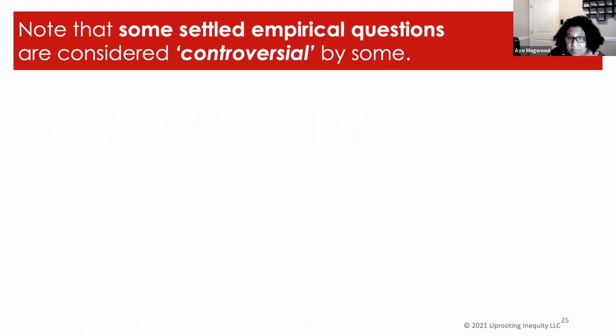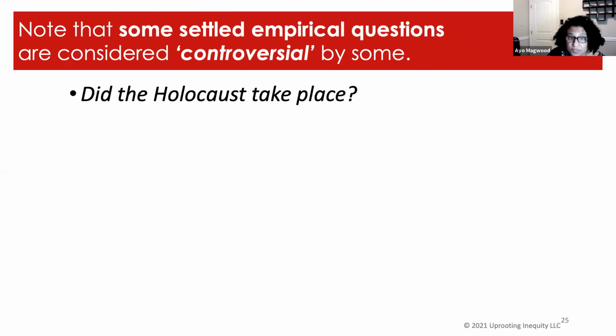And notice that some settled empirical questions are still considered controversial by some. So these are examples of settled empirical questions. There is a preponderance of evidence suggesting one answer. The vast majority of experts agree on the conclusion, but they're still considered controversial by some, but we still don't discuss them. They're still not up for debate. Just because some groups consider them controversial does not mean we allow debate on them. Once the social scientists have agreed on an answer, then it's laid to bed.